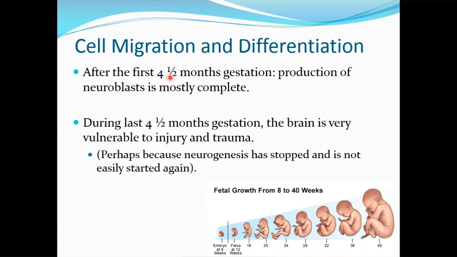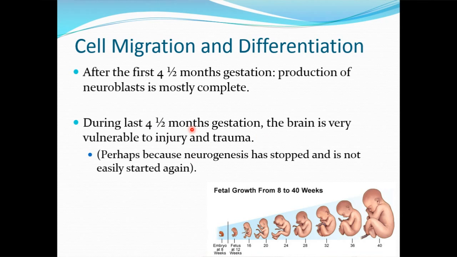Now, after the first 4.5 months gestation period, production of neuroblasts is almost complete. During the last 4.5 months of gestation, so that's during pregnancy, the brain is very vulnerable to injury and trauma. So if you have a child that's being assessed and the injury occurred while the mom was in the last 4.5 months of that pregnancy, you know that it is very likely that brain was very vulnerable at that time.